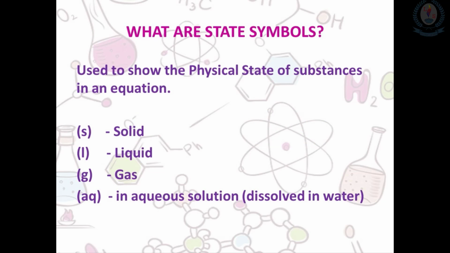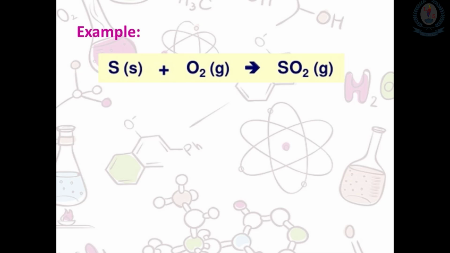Then let's try to understand what state symbols are. State symbols are used to show the physical state of a substance in an equation. The state symbols are S for solids, L for liquids, G for gases, and AQ for aqueous solutions. Now let's see how to use the state symbols. In a chemical equation, the state symbols are written as simple letters inside brackets on the right side of each substance involved in the reaction. Hence, according to the example mentioned here, we can identify sulfur as a solid, oxygen as a gas, and sulfur dioxide as a gas.